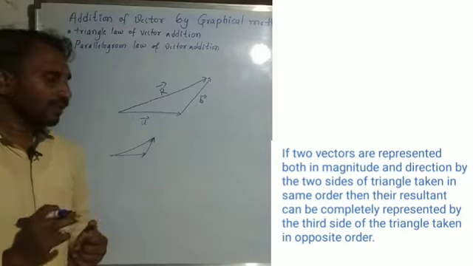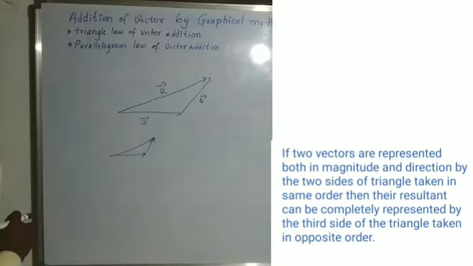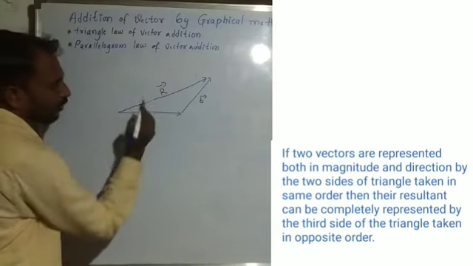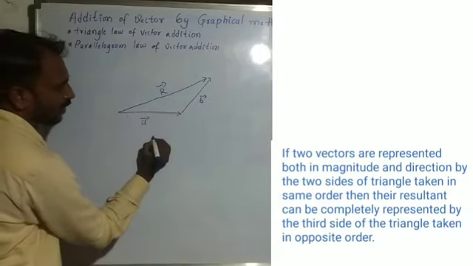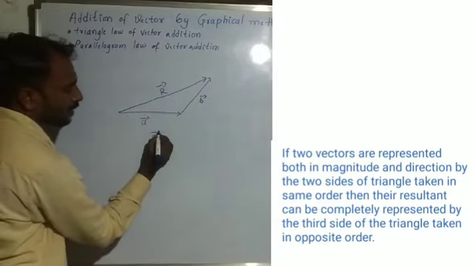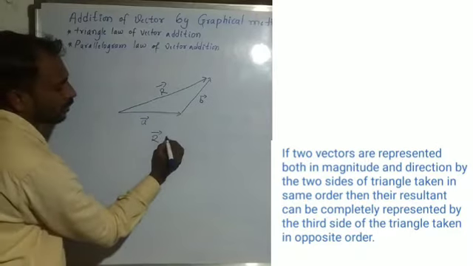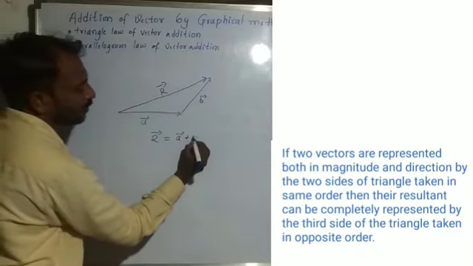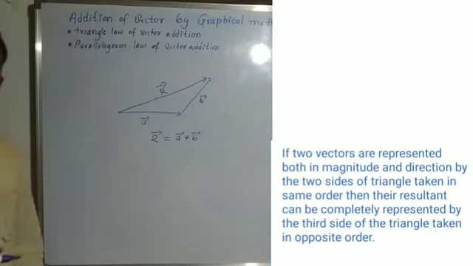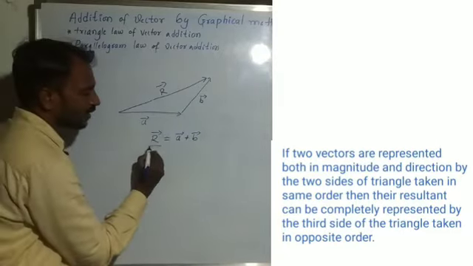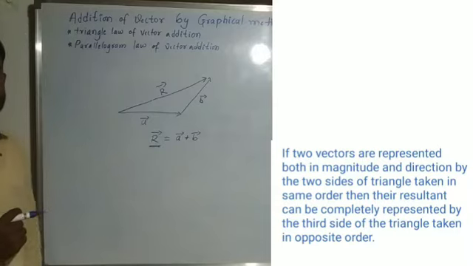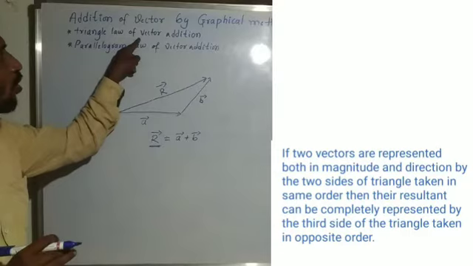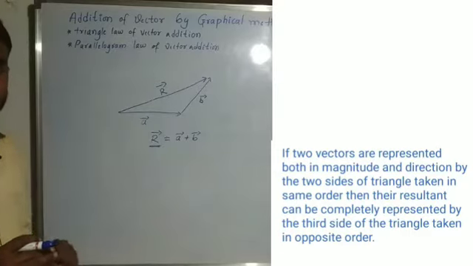Here we want to calculate the resultant vector. So the resultant vector R is equal to vector A plus vector B. This is the triangle law of vector addition.